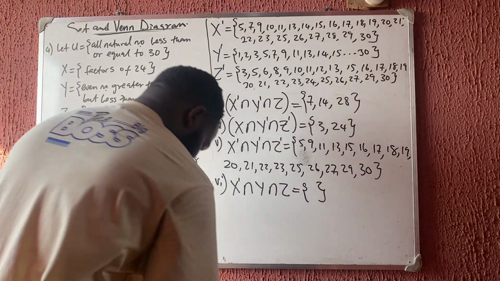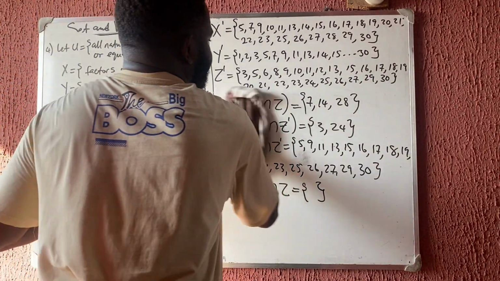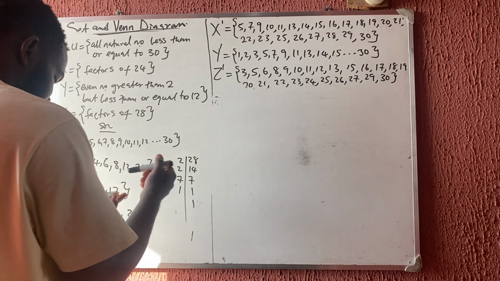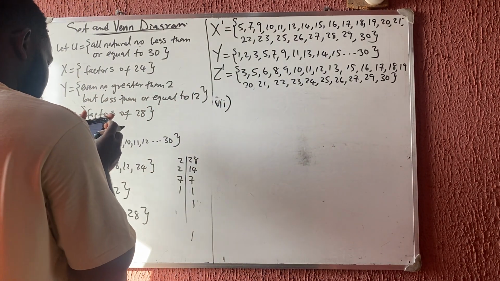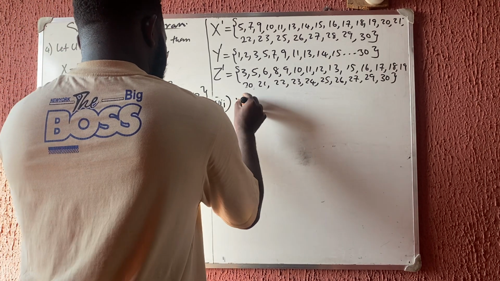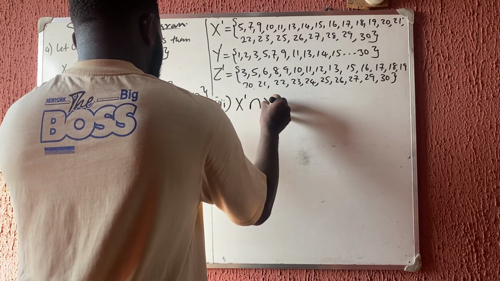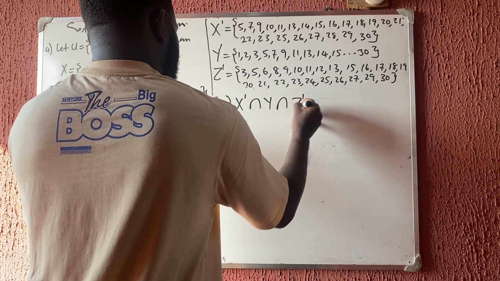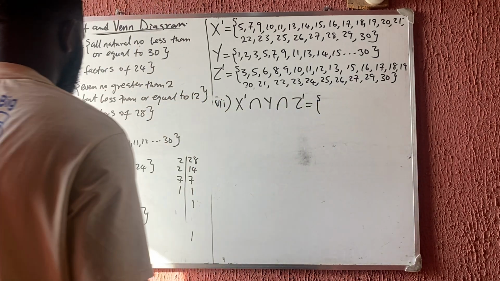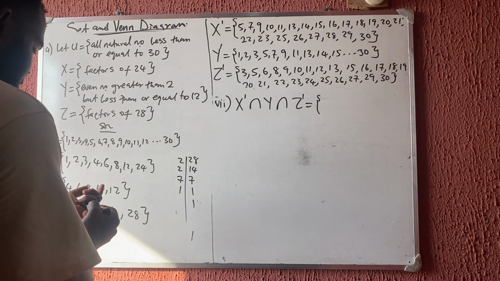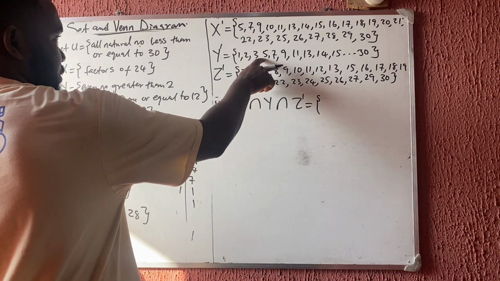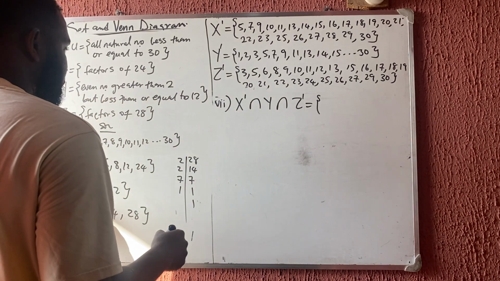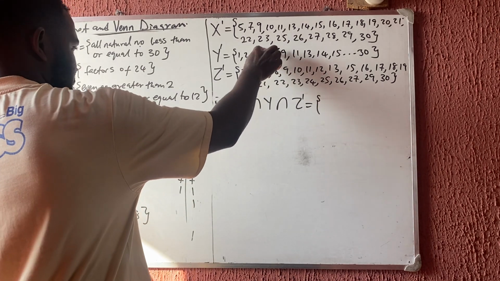So we move to the next question. Question number VII. So question number VII said X prime intersection Y intersection Z prime. Okay. So the smallest one there is our Y. So 4 is here. 4 is here. 4 is not here. 4 is not here. So 4 is not among. 6 is here. 6 is not here.